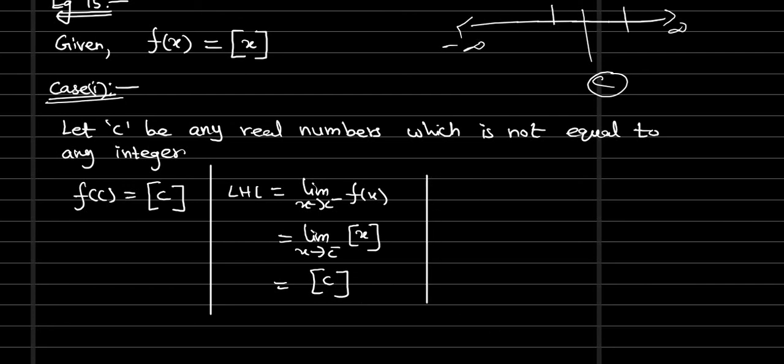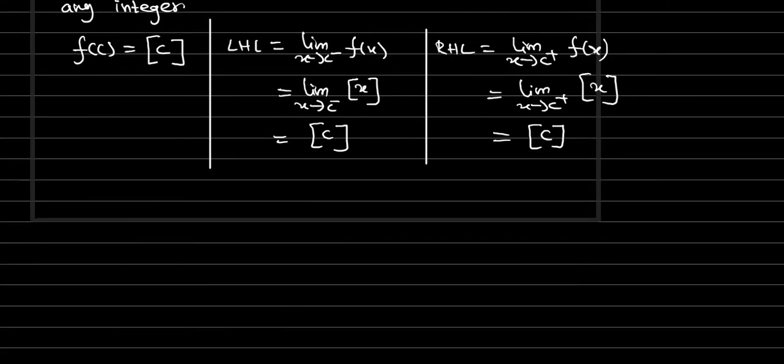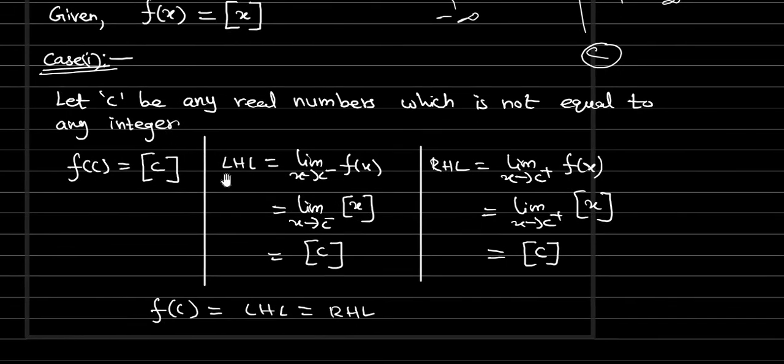Okay, next one, right hand side limit. Limit x approaching towards C from the right side of f of x. Now limit x is approaching C from the right side. What is the function? Greater integer function, no. So now when we apply the limit, the same greater integer of C we are getting. So now from all these three cases, what we can say: f of C value, left hand limit, right hand limit coincide. So the function is continuous. Where is the function continuous? At the real numbers which are not equal to any integer.